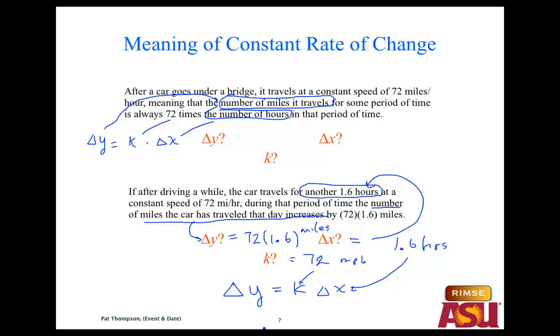Yes, sir. If you were to put a value with it, after driving a while, then your change in x would have to be the difference between the amount of time you traveled previously and the new amount of time traveled. All right, how about this? After driving for 3.5 hours, the car travels for another 1.6 hours. So now what's delta x? It would be the 3.5 plus 1.6 minus the original 3.5. Delta x is any change in time, starting any time while you're driving. Isn't it the final time minus the initial time?